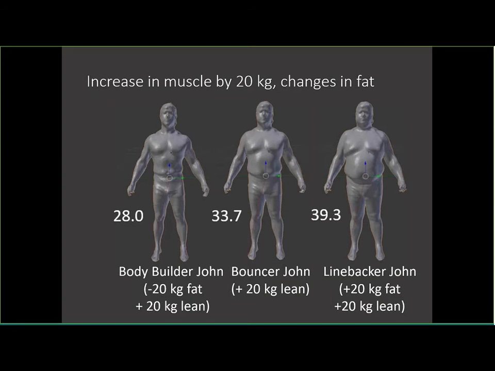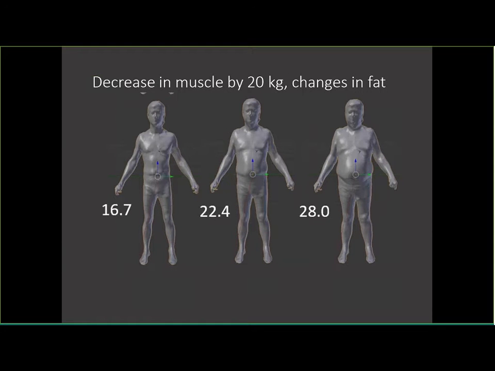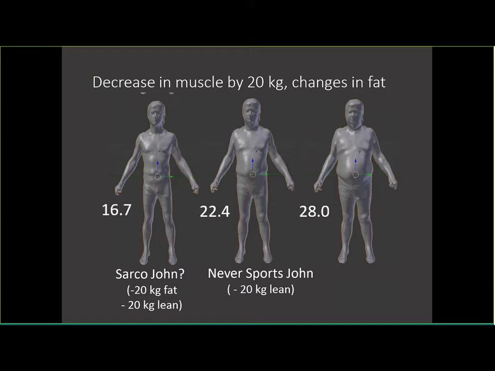But what is most interesting here is if you decrease muscle mass by 20 kilograms of my current model, and that gets me into a model that is effectively a sarcopenic John, where it has a decrease of just over 80 pounds with a loss of 20 kilograms of fat and 20 kilograms of lean. This middle one is probably a never-sports John, where I have the same fat, but about 40 pounds less muscle than I have now. And then here's the decreased muscle and the increased fat, which you can see looks like a sarco-obese phenotype just by visual inspection of that image.